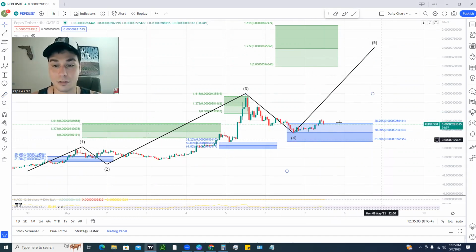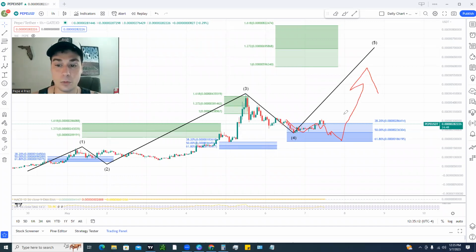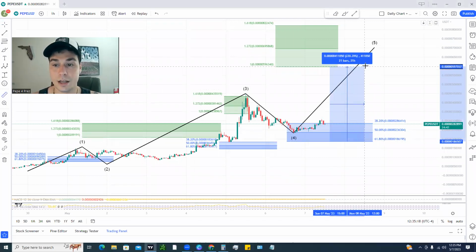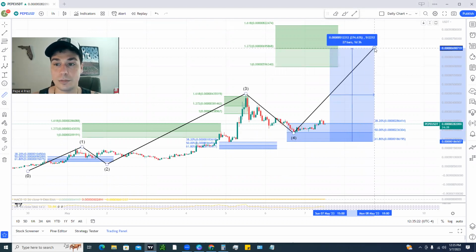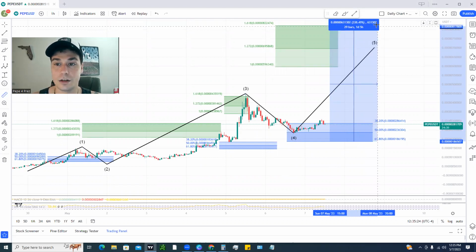Again, if we break that level and we don't bounce off of there, so let's say we start to consolidate here, we come down and we bounce off of here, then we could get that move up, and that would increase the profits a lot more. From the 61.8 to the first bullish price target is about 220%. To the second, that would be 274%. And then to the third, that would be roughly about 340%.